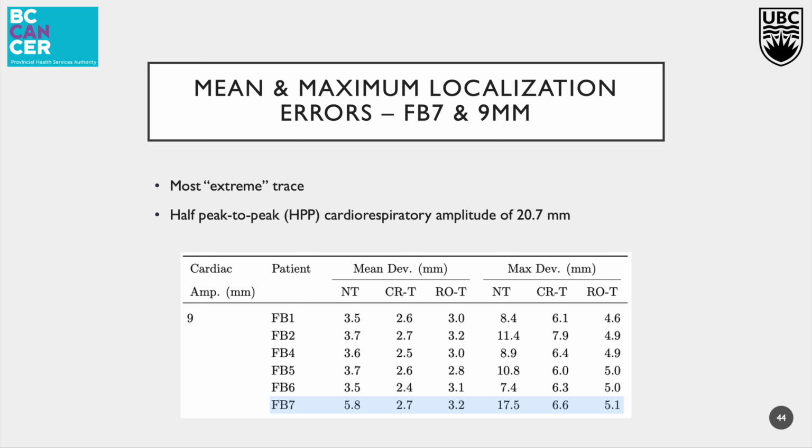And to really point out how effective this is, we can look again at that most extreme trace example, the patient number 7 respiratory trace with the 9 millimeter cardiac trace. So to give an idea of the magnitude of this, the half peak-to-peak cardiorespiratory amplitude of this trace was 20.7 millimeters. And when we look at the results, for no tracking, the mean deviation was 5.8 millimeters, but then got reduced to 2.7 and 3.2 millimeters by using a CRT and ROT model for dynamic tracking, respectively. And then maximum deviation, for no tracking, it was 17.5 millimeters, which got reduced to 6.6 and 5.1 by the CRT and ROT models, respectively. So pretty impressive reductions here.